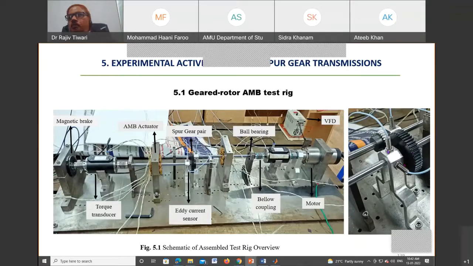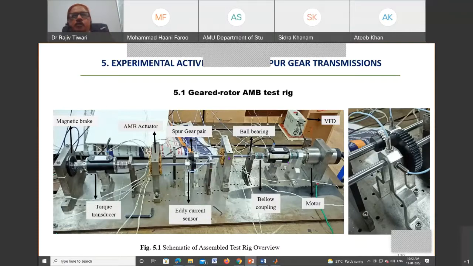And we had the displacement sensor to measure the displacement near to the gear. And here again, torque transducer, and this is the brake, magnetic brake. So we are able to change the level of brake. Braking torque can be applied so that we can load the gear.